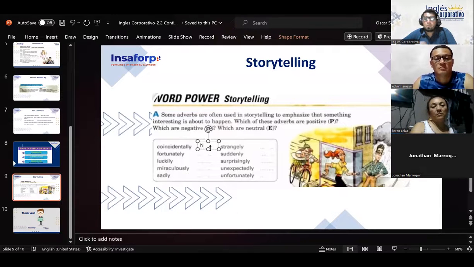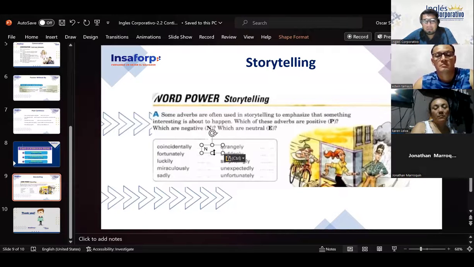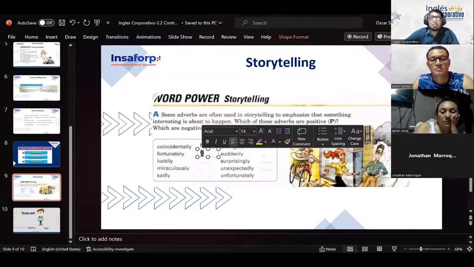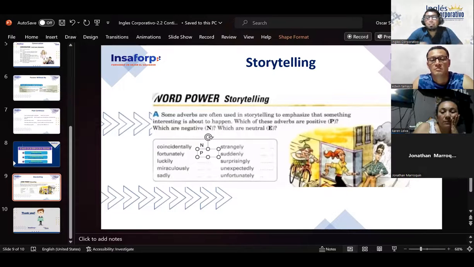Fortunately. What do you think? Is it positive? Is it negative? How would you see it? I would say it's positive. Yeah, I would too. Because fortunately will normally be used when you are introducing something that is like a lucky moment, something nice that is about to happen to the character.